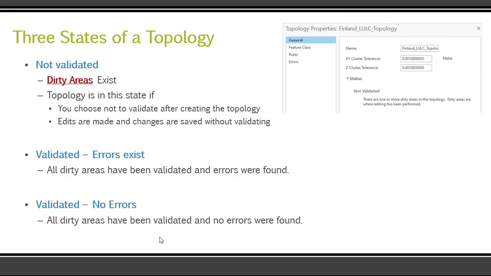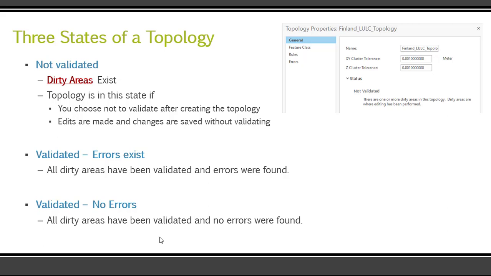All right, so now let's talk about our topology states. So when you go through the process of topology, when you look at the properties, it's going to report out one of 3 states: either not validated, validated errors exist, or validated no errors. When you are not valid, it means that dirty areas exist. And in the next slide, we'll talk exactly what a dirty area is.